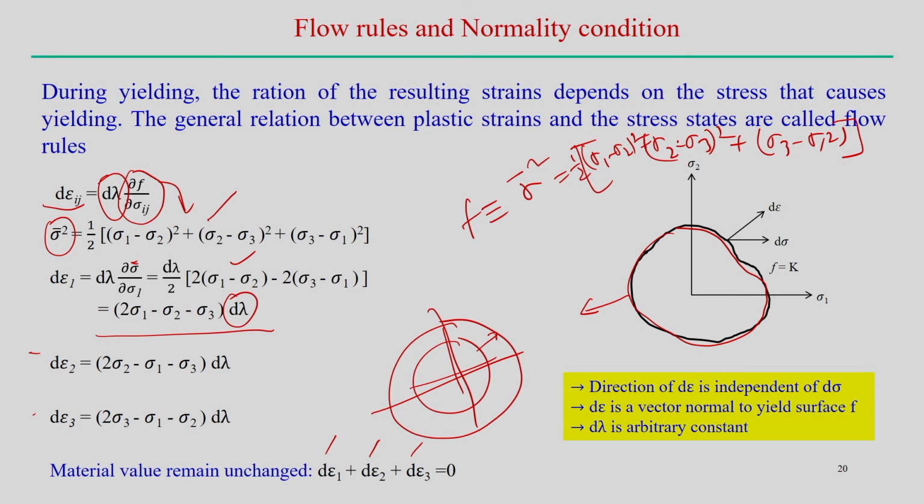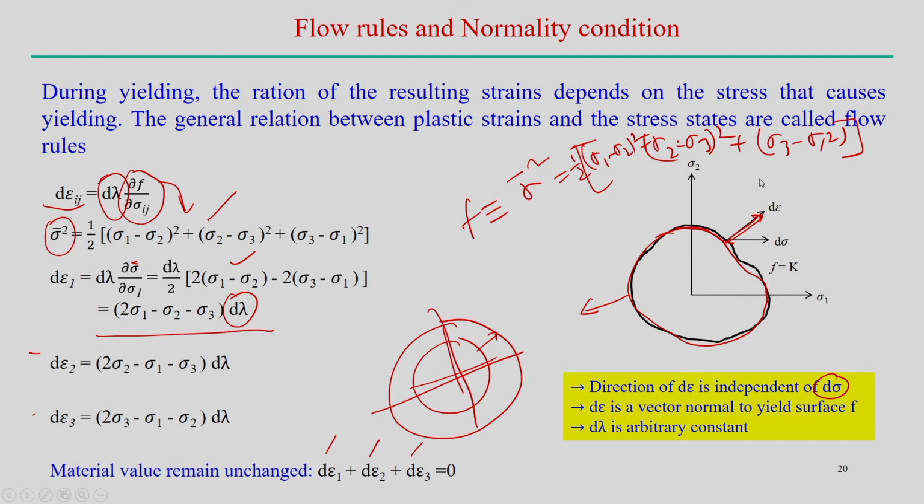Suppose the incremental strain is d epsilon. The direction of d epsilon is independent of the incremental d sigma, that is, which direction d sigma is moving. So, this increment of the strain is independent of the direction of the stress, and d epsilon is a vector normal to the yield surface f. Therefore, if this is the yield surface, d epsilon can be considered as a vector which represents the normal to this surface, and d lambda is an arbitrary constant. That constant has to be decided when we analyze all these things.